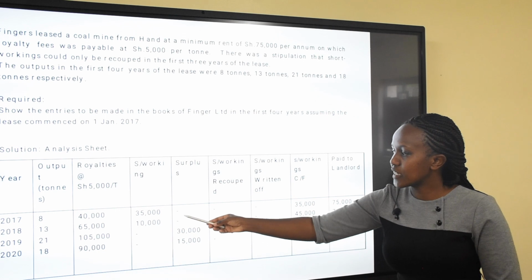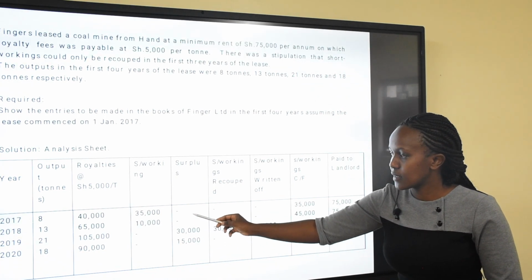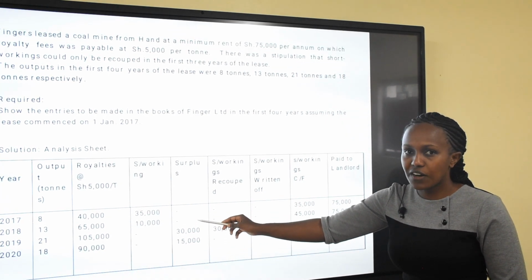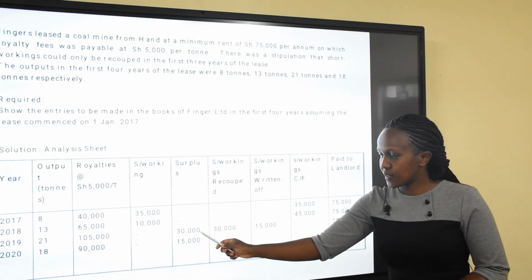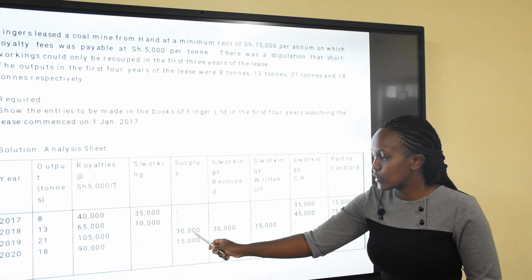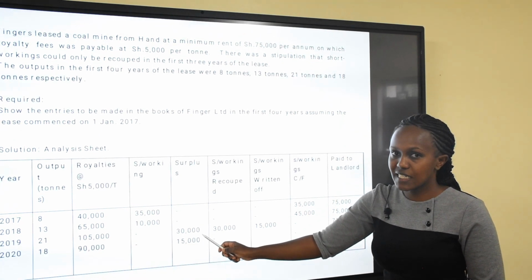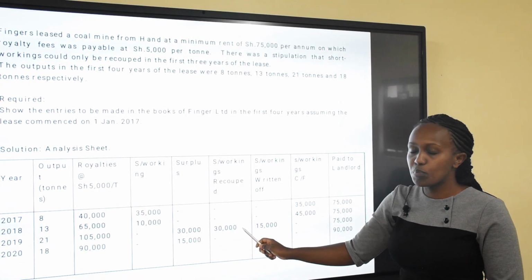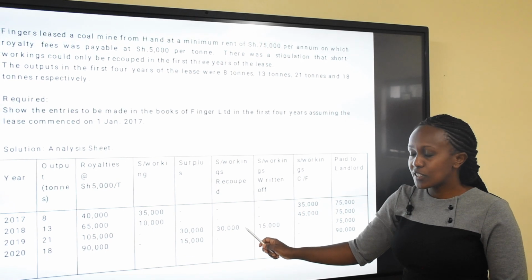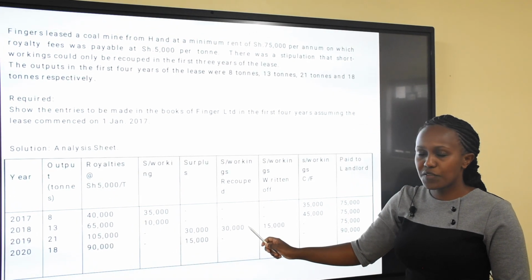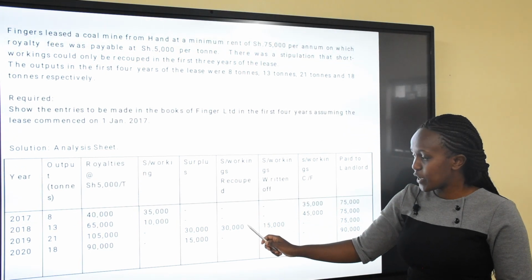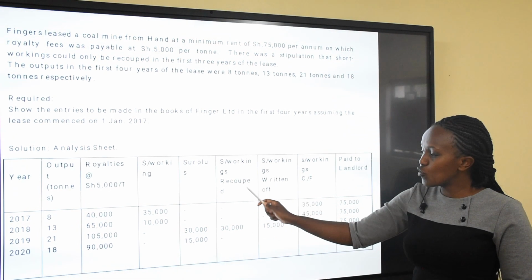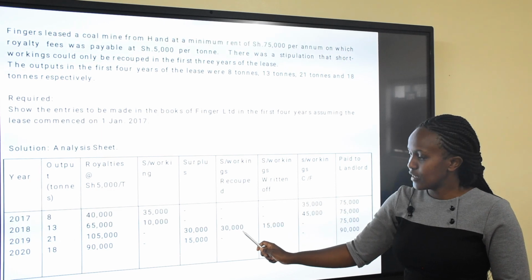Now, in the first 2 years, there were short workings and no surplus, meaning they were not able to recover anything for the first 2 years. But in the third year, we have a surplus. We made 30,000 more than the minimum rent. This is what we are going to recoup or recover. So instead of paying the landlord 105,000, we are going to pay him merely the minimum rent of 75,000, and recoup 30,000.